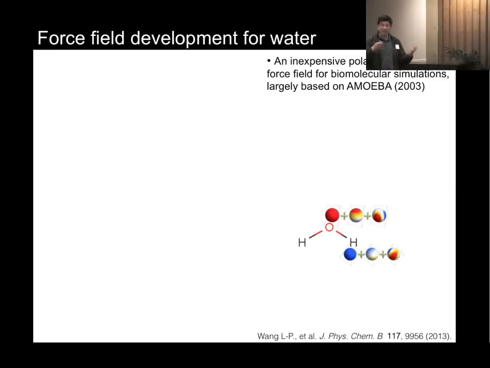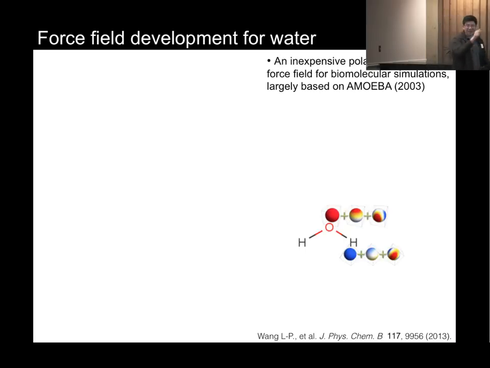Because I work a lot on force field development, one of my projects was to try to make a water model. The water model that I focused on was derived from this AMOEBA polarizable model that came out 10 years ago. But we're going to neglect one of the key interactions in the model, which will make the calculation a lot faster.